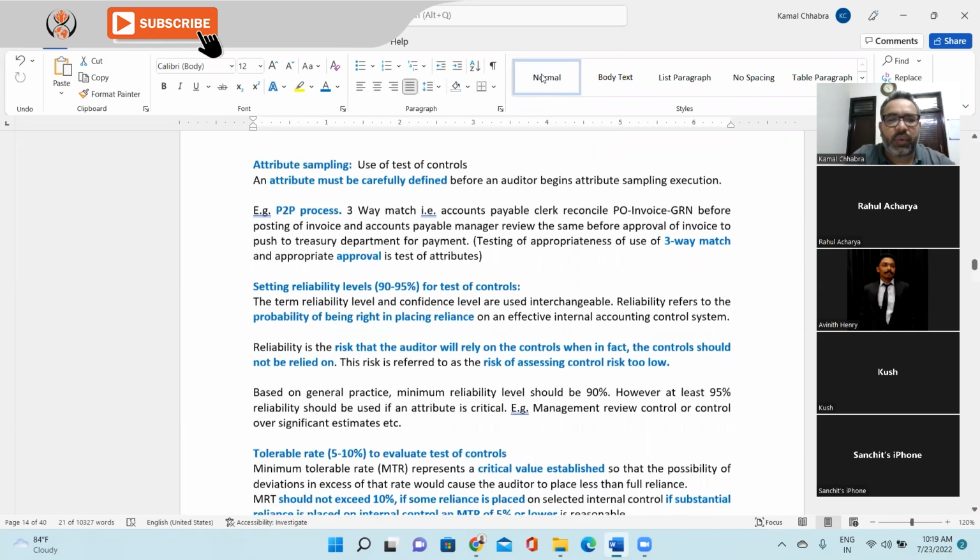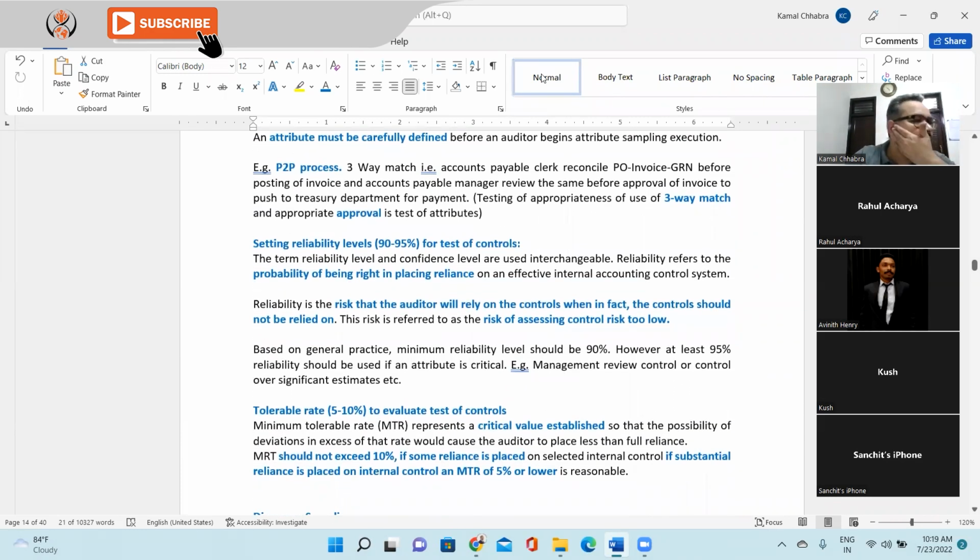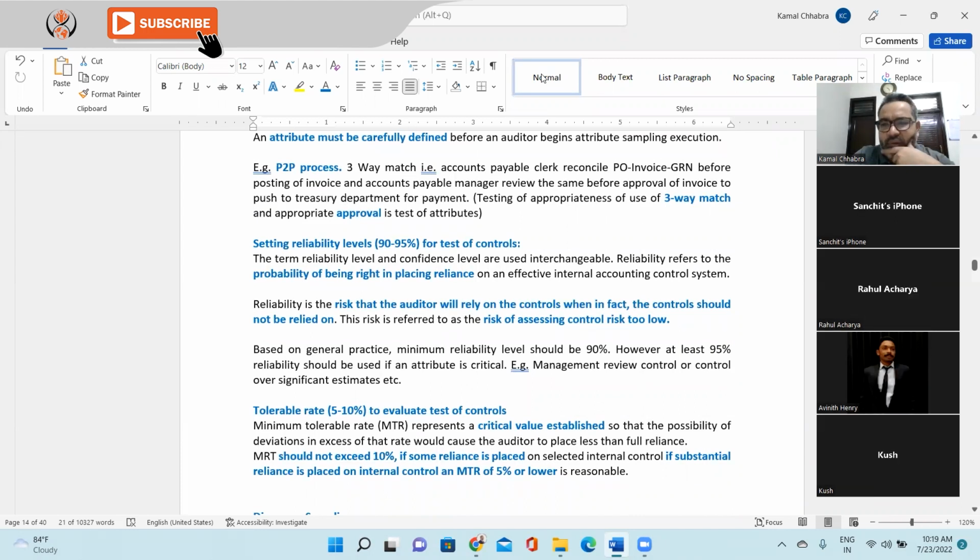Next is setting the reliability level. When you are planning to extract the sample for testing of control or testing of detail, there are a few things you need to keep in mind as an auditor. Nowadays, for all these mathematical calculations, there are standard tools available, even with the top 10 consulting firms as well as small CPA firms. There are many free tools, or tools at nominal expense, for doing all this sampling identification.